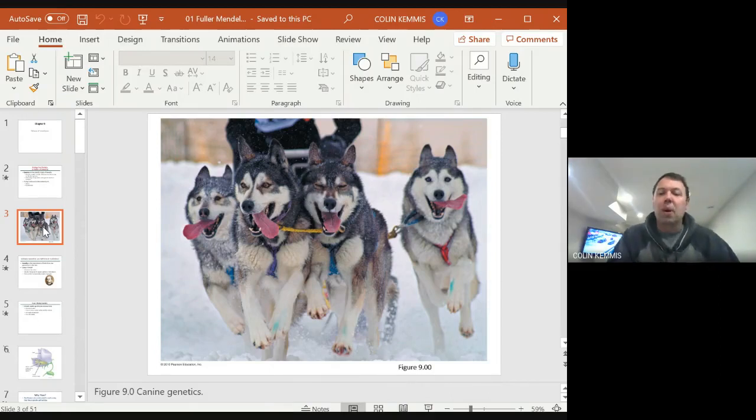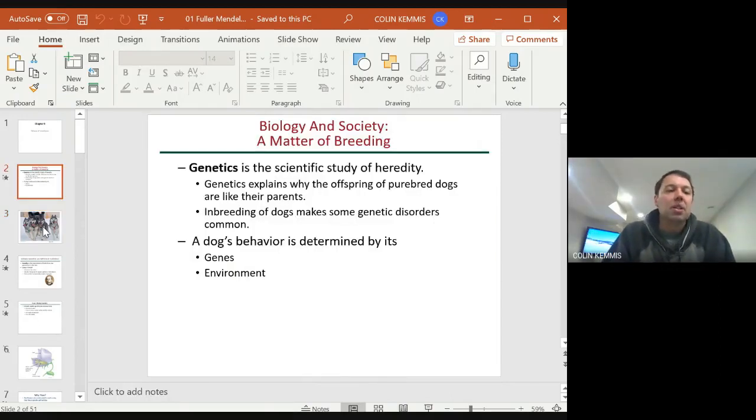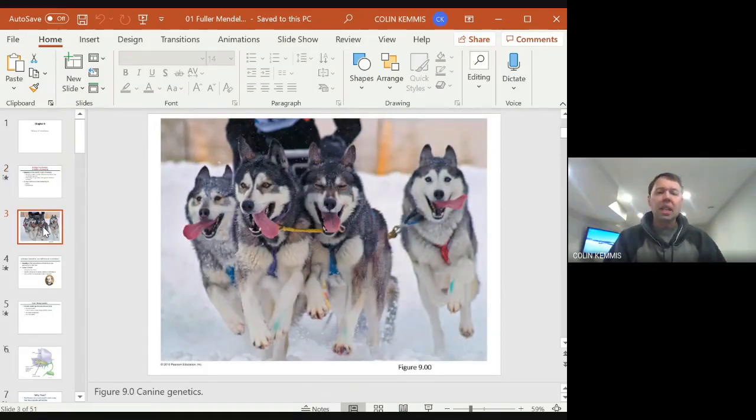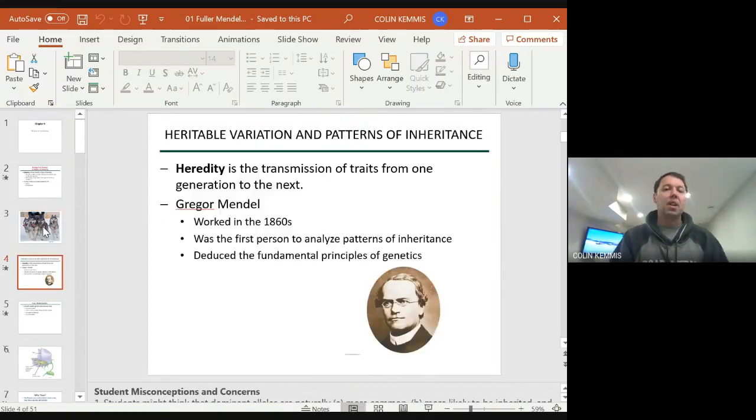And some of the things that we learned about breeding dogs, we can then apply to humans, which is pretty cool. And so the book will come back throughout the chapter and look at dogs as an example of genetics. All right, so let's go back to the history. Page 146, you have Gregor Mendel.